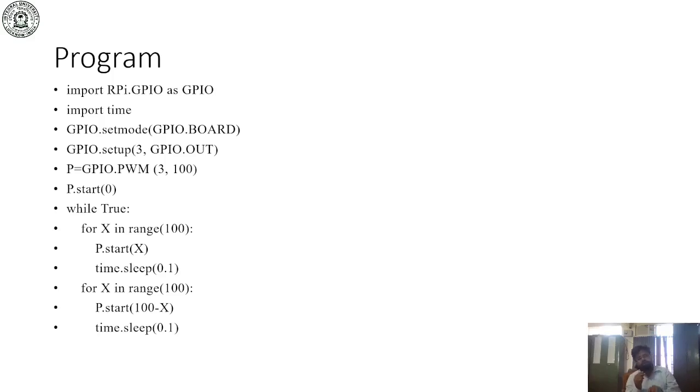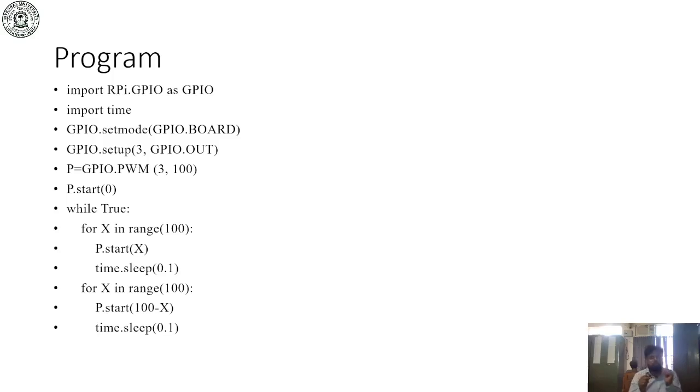Here I have used time.sleep(0.1). That means we are giving 0.1 second as the loop increases by 1. So it seems to us that the brightness increases in an analog way, but actually it is increasing every 0.1 seconds. The brightness will increase by 1.